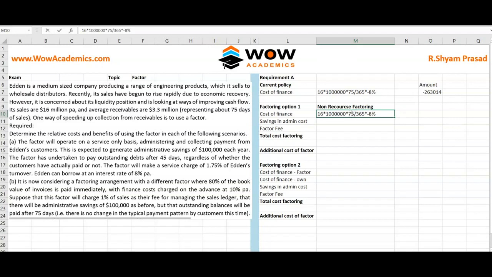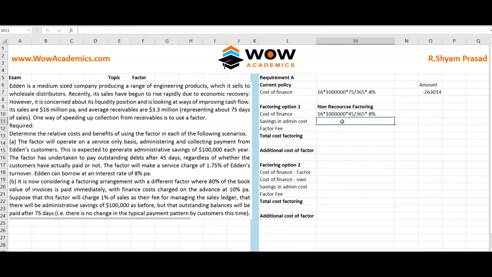The factor will pay us in 45 days, and they say that irrespective of whether customers have actually paid or not, the factor company will pay us in 45 days. So that we will take. As for the cost of financing, there is no separate cost of financing for the factor, so we'll use the same 8%. Okay, so we can use that number.